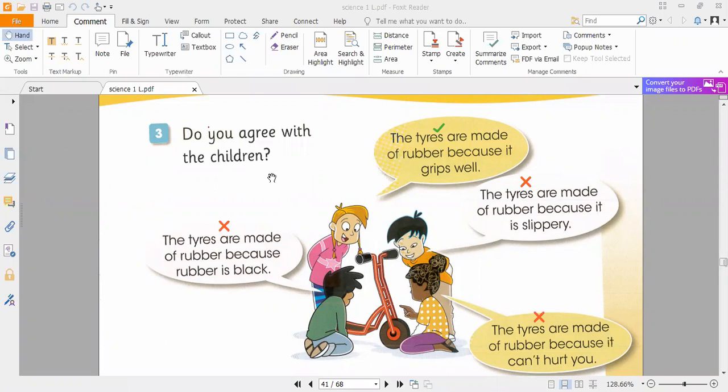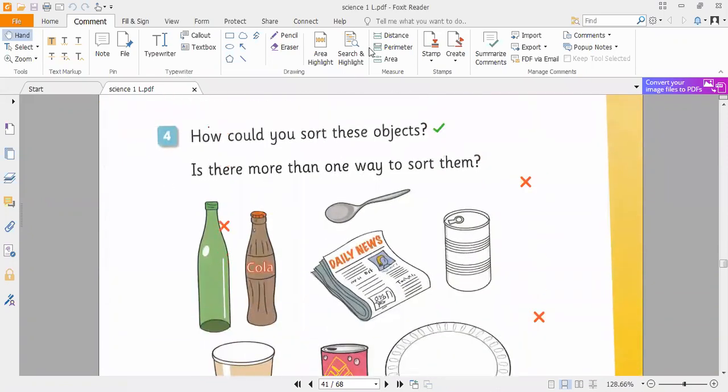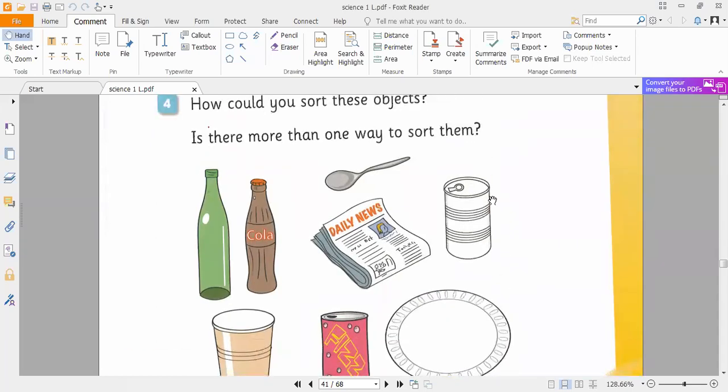Okay. Next, question number 4. How could you sort these objects? What we are going to do is sort them. First of all, we are sorting them by writing the names of materials, what they are made of.